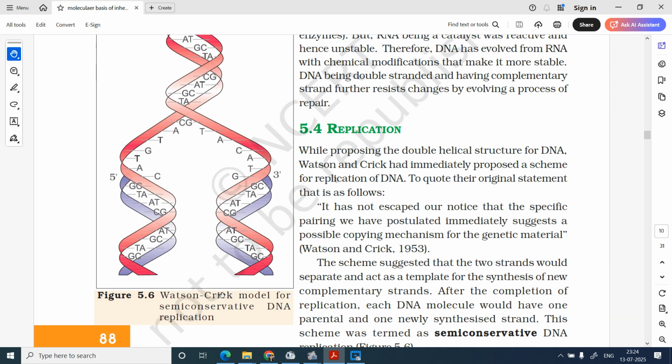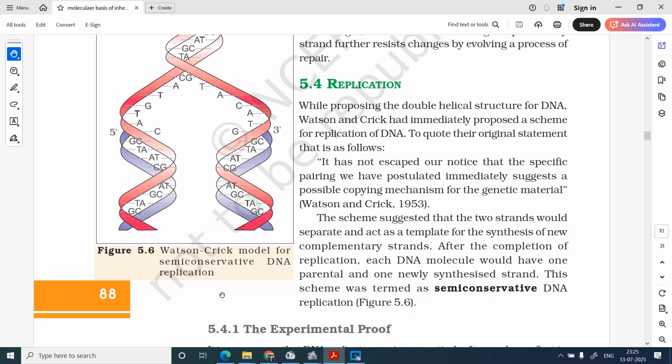5.4 Replication. While proposing the double helical structure for DNA, Watson and Crick had immediately proposed a scheme for replication of DNA. Their original statement is as follows: "It has not escaped our notice that the specific pairing we have postulated immediately suggests a possible copying mechanism for the genetic material." Watson and Crick, 1953.